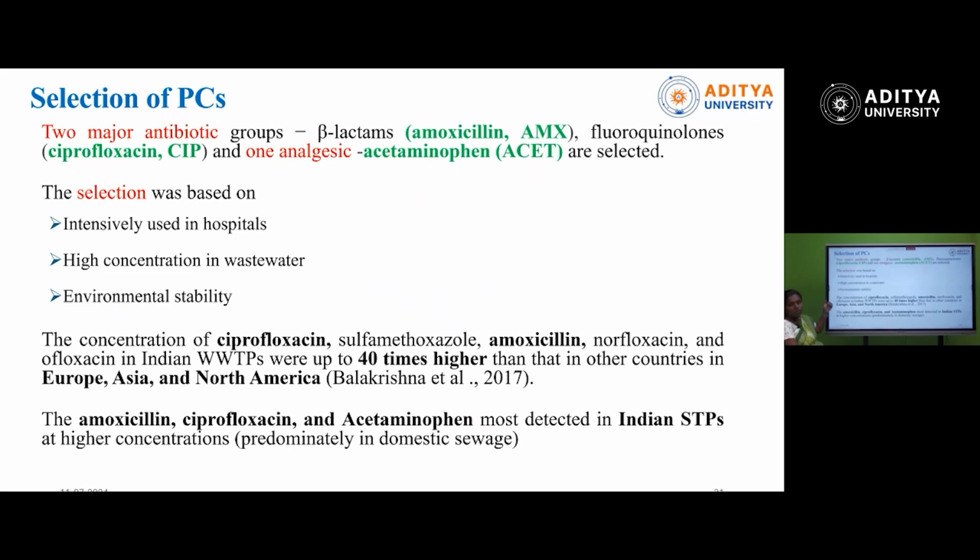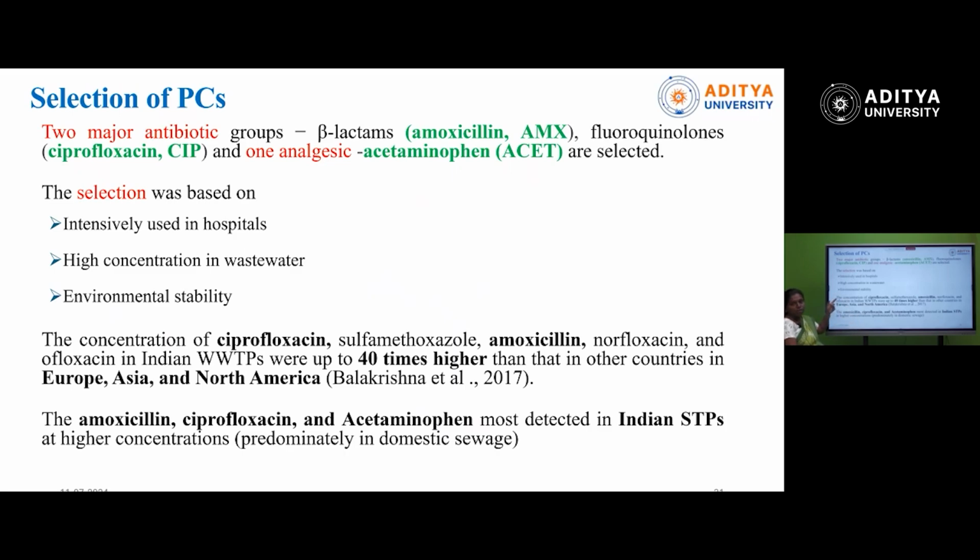It is very difficult to remove or degrade this kind of pollutant, and you can see that in India the concentration of ciprofloxacin and amoxicillin in Indian STPs, sorry, Indian wastewater treatment plants, is 40 times higher than in other countries. So you can imagine how many antibiotics we are utilizing in our country. It is 40 times higher than in Europe, Asia, and North America. And these three are commonly detected in Indian STPs.